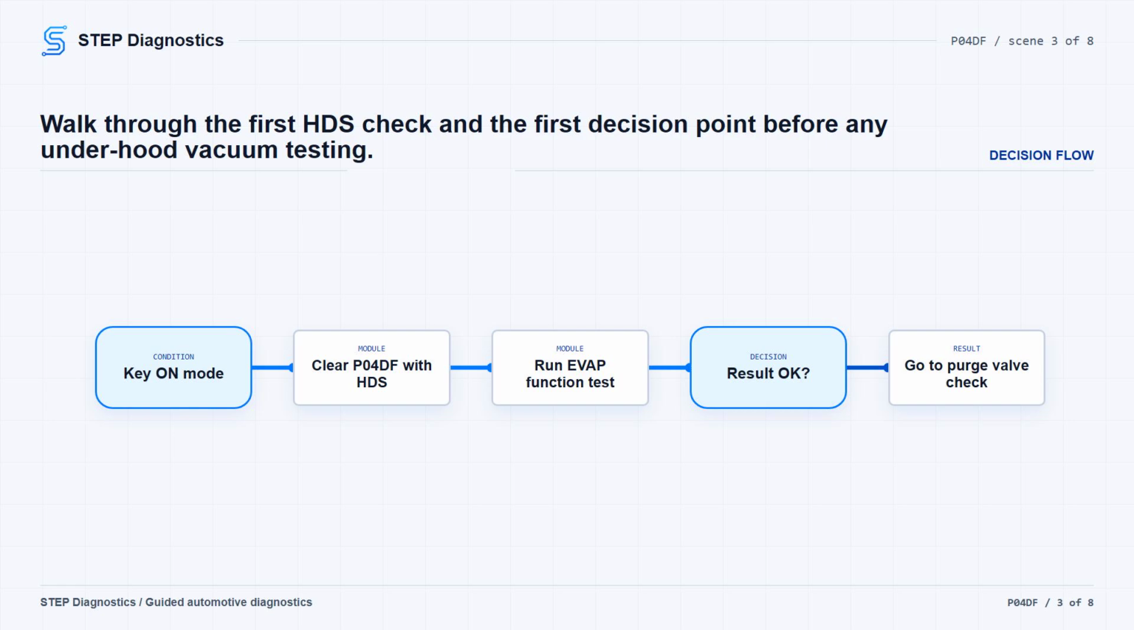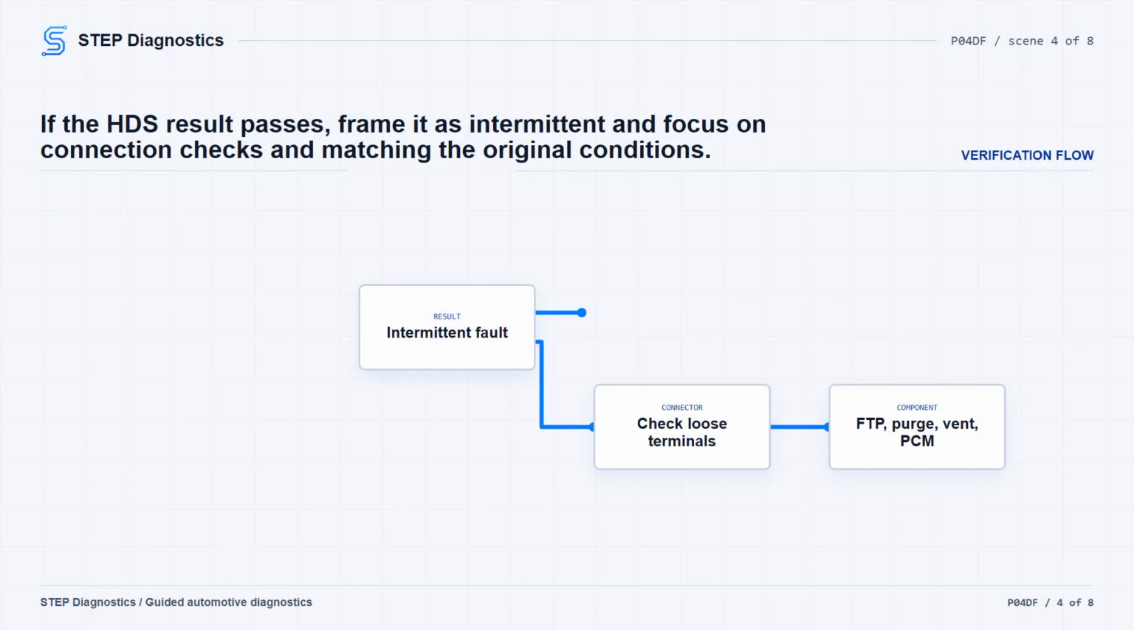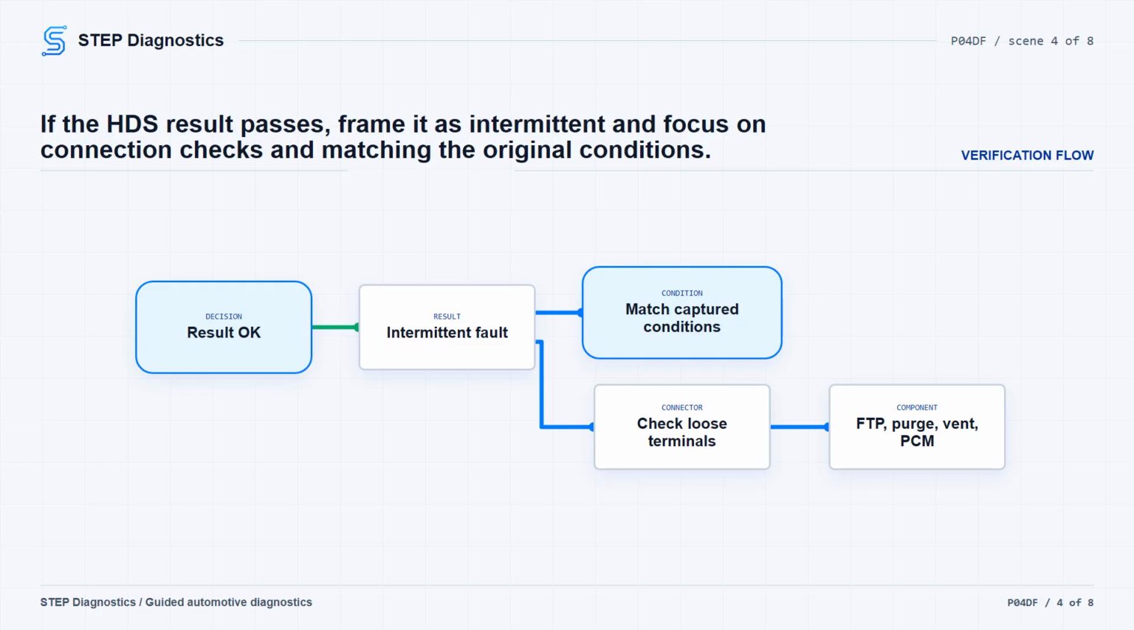If the result is OK, treat it as an intermittent failure and the system is OK at this time. In that case, look closely for poor connections or loose terminals at the FTP sensor, the EVAP canister purge, the EVAP canister vent shut valve, and the PCM. If captured operating data is available for this DTC, try to reproduce the same conditions instead of guessing. If the result is not OK, continue into the EVAP canister purge valve open stuck check.